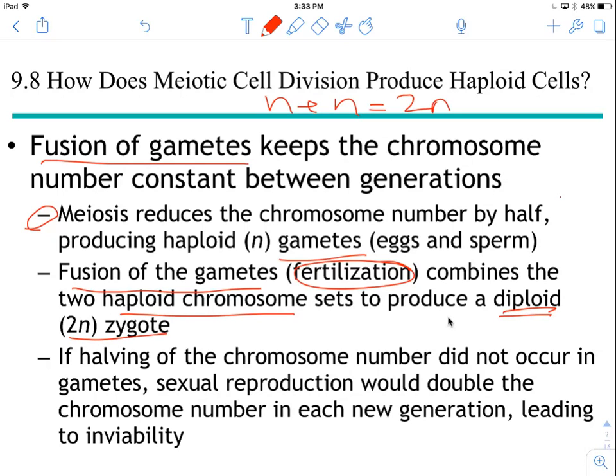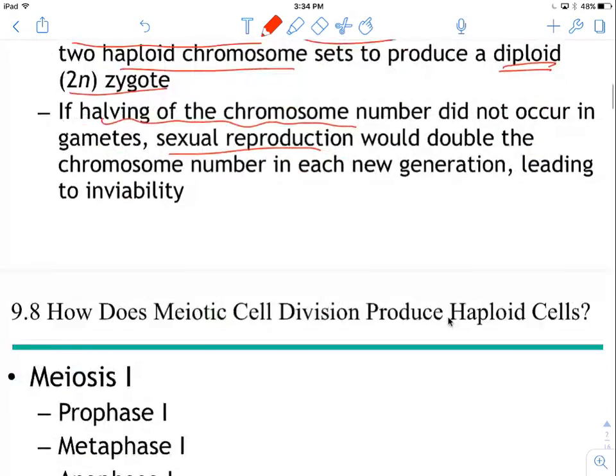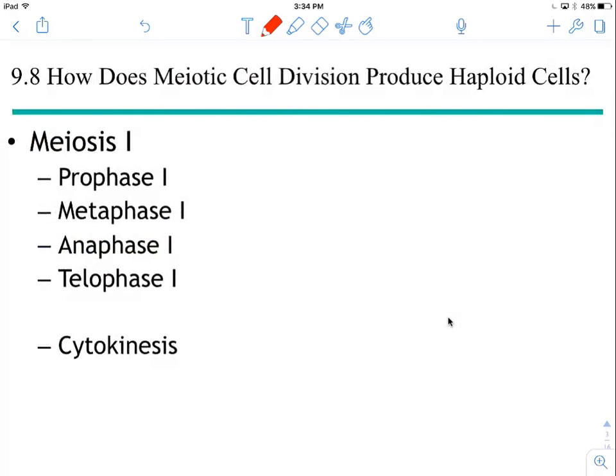Okay, so we have to reduce the number of chromosomes because we're going to add two together. If we didn't, then sexual reproduction would result in doubling the genetic material each time we went around, and that would not be good. Okay. All right. So let's move on to meiosis.